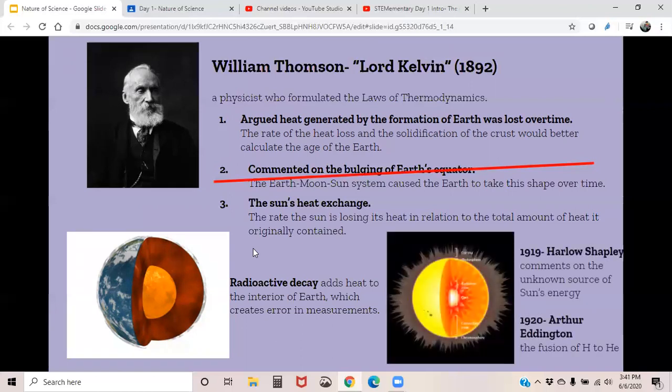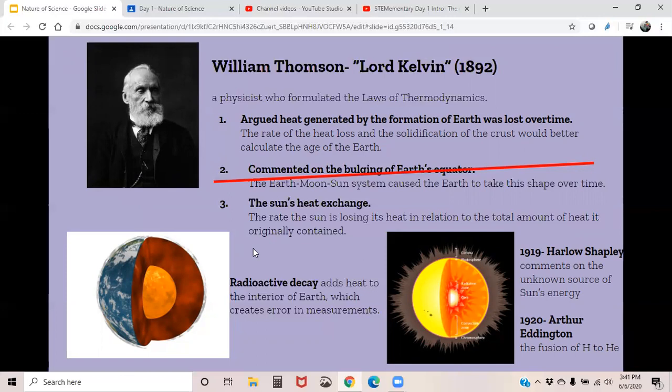And then in 1919, Harlow Shapley commented on the fact that there was really no known source behind the sun's energy. They didn't know how it gave off its heat. And so that one was actually quickly commented on in 1920 by Arthur Eddington, who decided that it was the fusion process, nuclear fusion of hydrogen into helium, that generated the sun's energy and caused the sun to radiate heat outward from it.